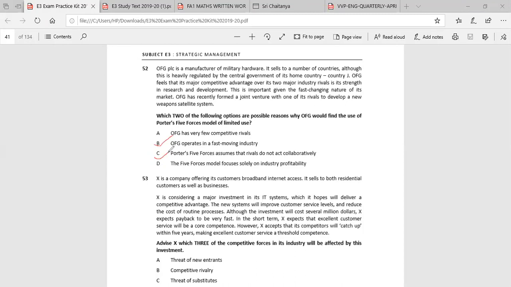So if they act collaboratively it cannot be applied, right? So it says that five forces assume that rivals do not act collaboratively. The five forces model focuses solely on industry profitability. Profit is their criteria. So B and C is the answer.